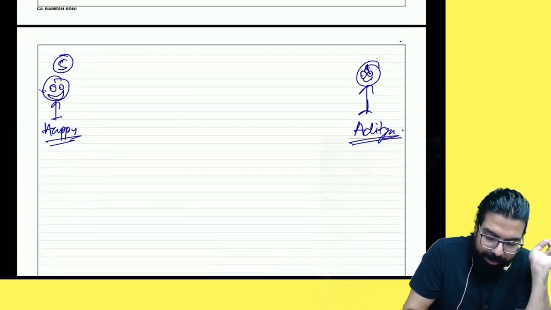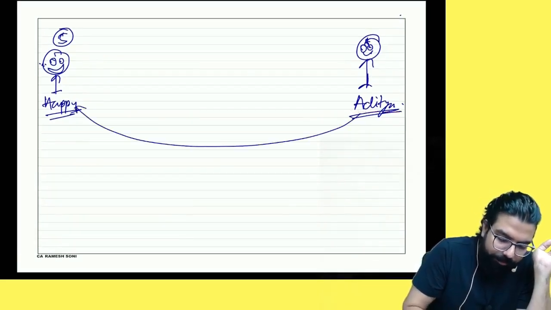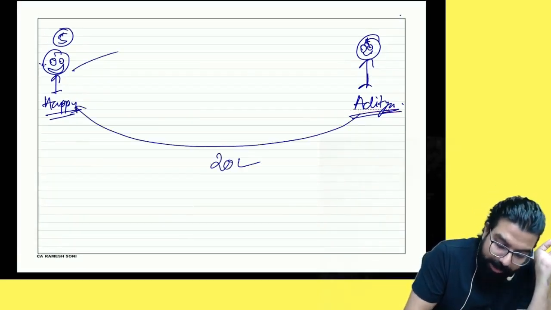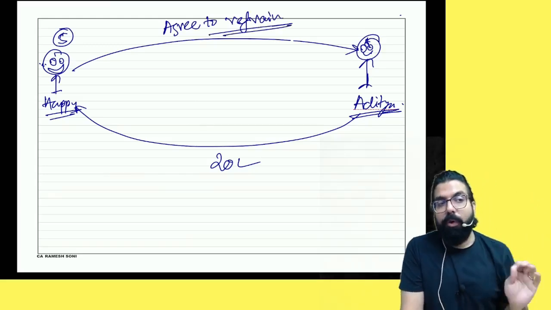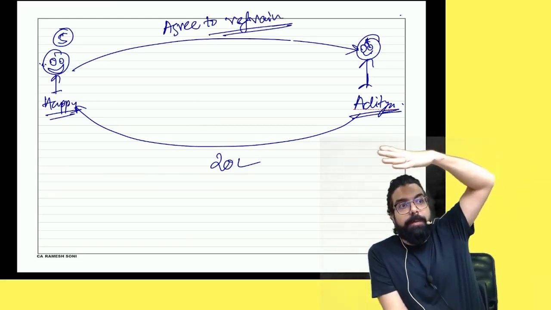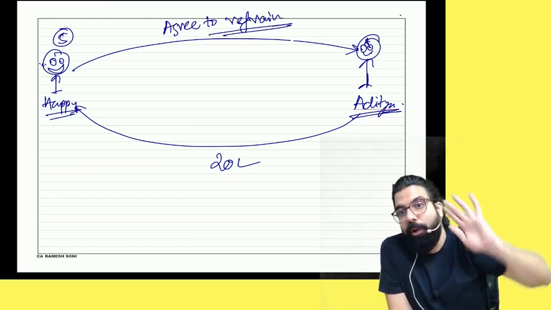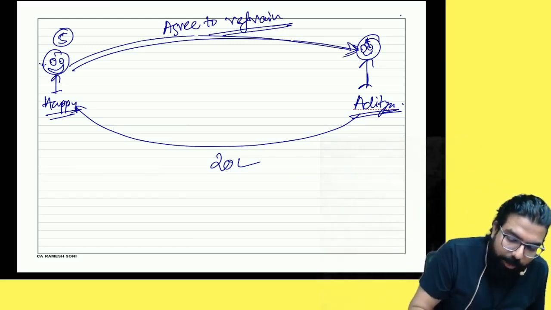Aditya told Happy, I will pay you how much? But you agree to what? Refrain from making how many floors? If you make 5 floors, the sunlight will not come in our building. So please don't make 5 floors. If you agree, we will pay you 20 lakh.